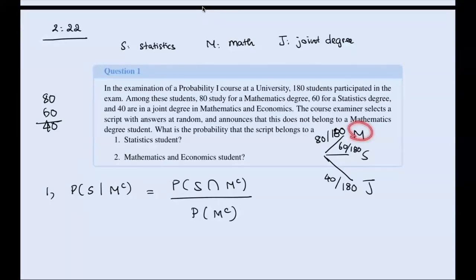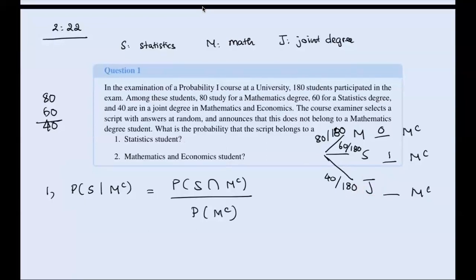And then if the script belongs to a math student, then the chance that the script does not belong to a math student is 0. Because if it belongs to a math student, then it cannot belong to a non-math student. Similarly here, if the script belongs to a statistics student, then the chance that the script belongs to a non-math student is 1. And if the script belongs to a joint degree student, then the chance that the script belongs to non-math is also 1.